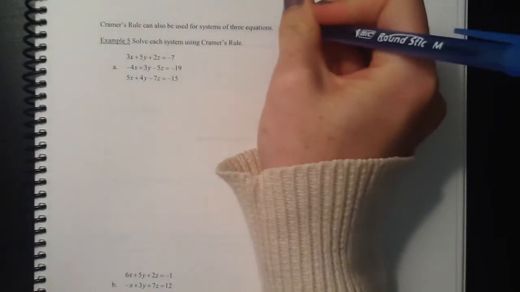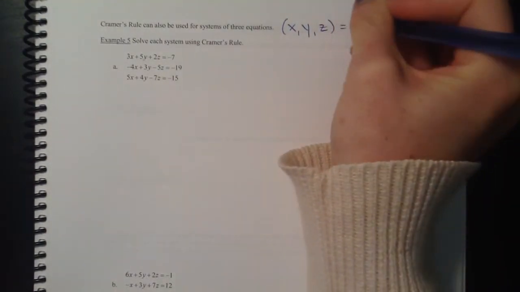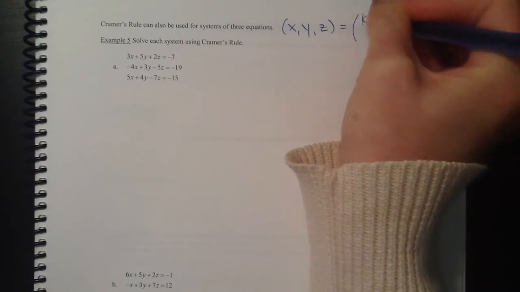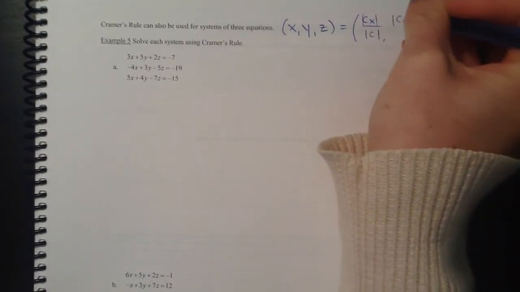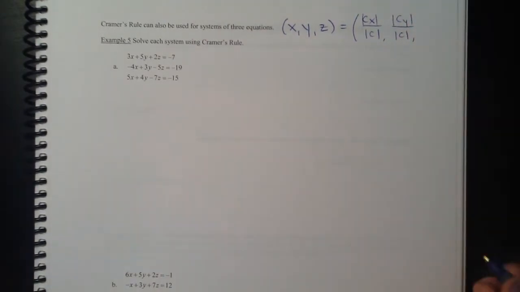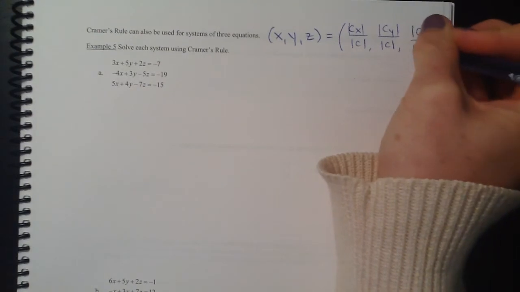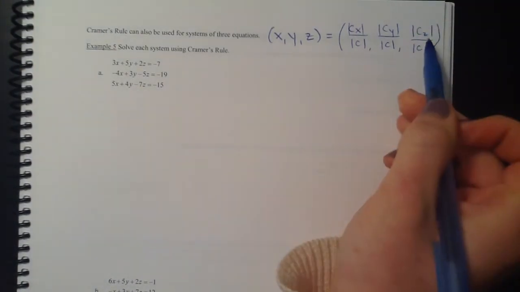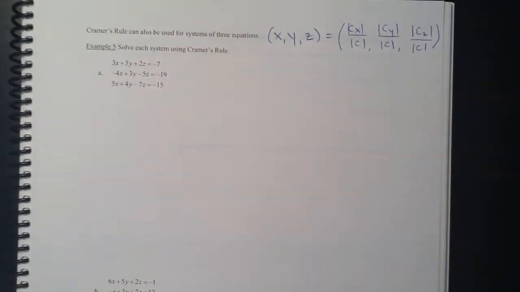Okay, so now these next ones, we've got 3x3 systems. So Cramer's rule can also be used for systems of 3 equations. So when you're looking for an ordered triple x, y, z, x is still the determinant of cx divided by the determinant of c. y is still the determinant of cy divided by the determinant of c. And now we have a new one, determinant of cz over the determinant of c. So cz follows the exact same pattern. You get it by replacing the z column with the constants.